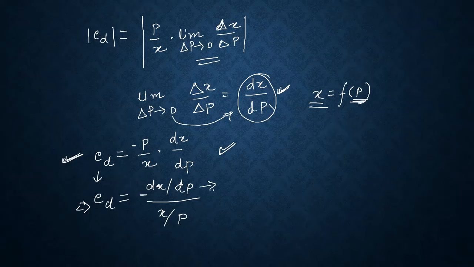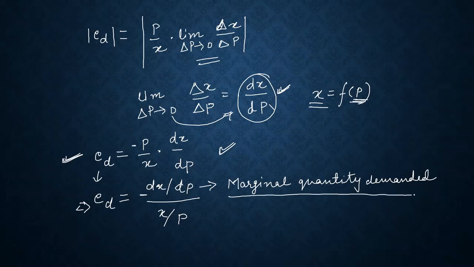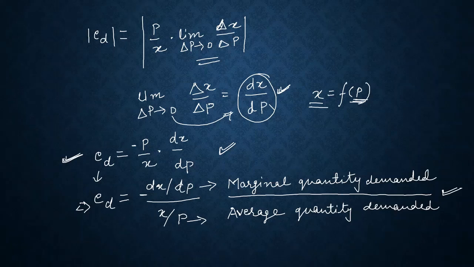What is this? From differential calculus, this is the marginal value of quantity demanded, because differentiation represents the marginal value. So this is marginal quantity demanded. What about this term, x upon p? This represents the average quantity demanded of the given function. This is average quantity demanded.